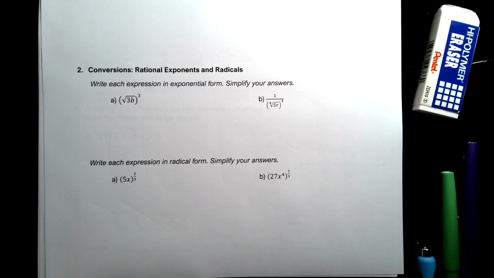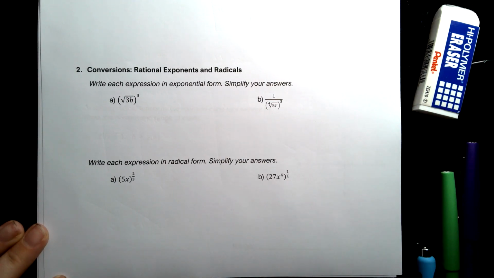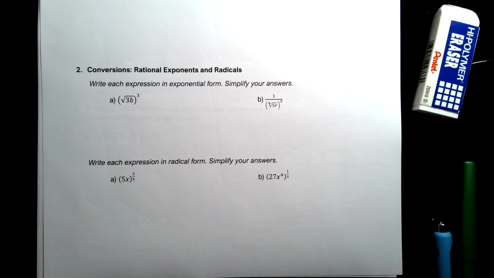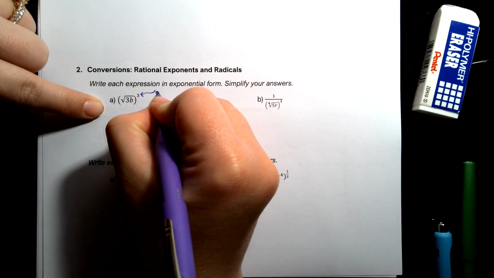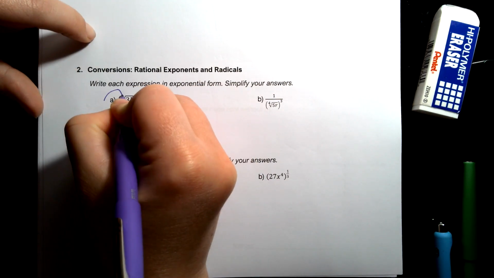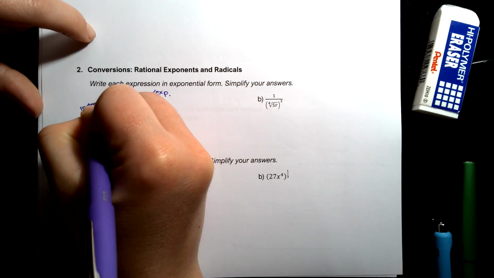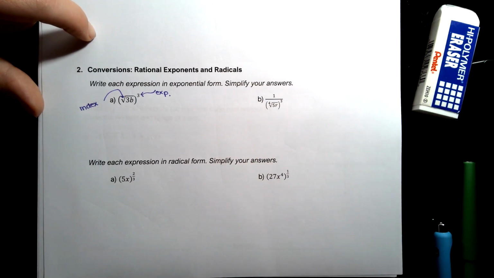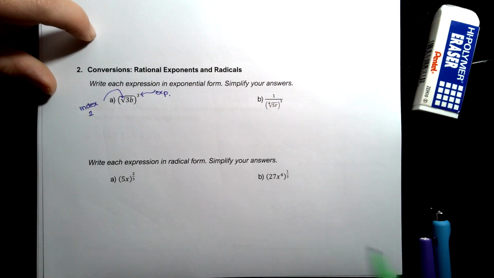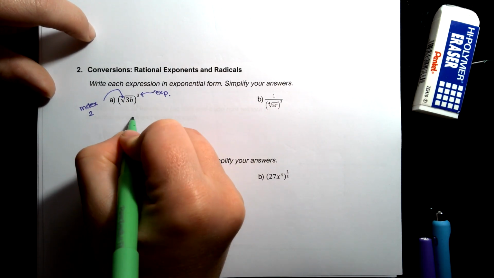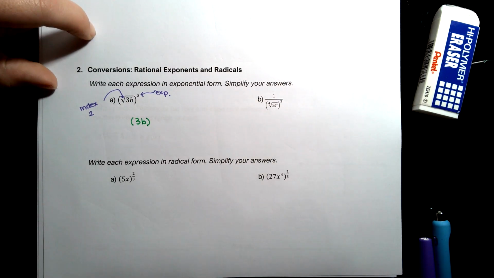2. Conversions. Write each expression in exponential form. Simplify your answers. So we're looking for exponents. Now it does look like we already have exponents, and that's okay. So we're looking for two things. If there is an exponent already, and we're looking for the index. Now, if the index is not there, you still do, yes, have an index. It's just 2. To rewrite this, if you see multiple things like 3b, you have to put those in parentheses.